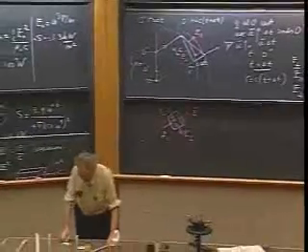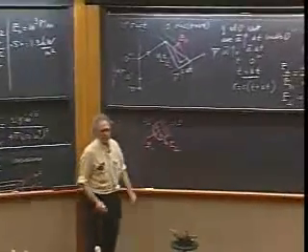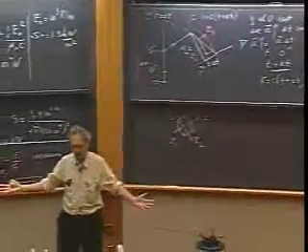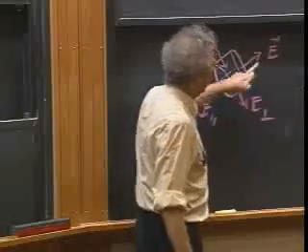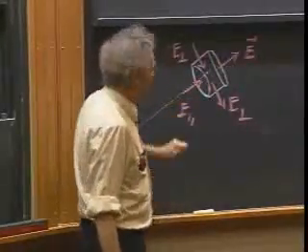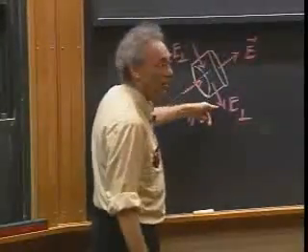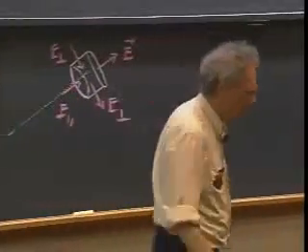Now, since this is in vacuum, there is no charge density inside this box. So the divergence of E must be 0. And that means that the E vector here must be exactly the same as the E vector here. Because the contribution to these two is 0, so this must also be 0. There's no charge inside the box.